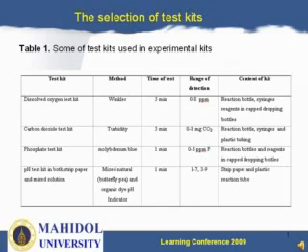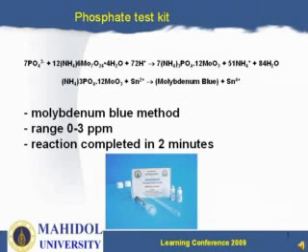This is some example of the kits, such as dissolved oxygen test kit. We use Winkler methods for making the reaction. The kit that I would like to explain is phosphate test kit. For phosphate test kit, it has been developed by using molybdenum blue method, which can detect amount of phosphate in a range 0 to 5 ppm within 2 minutes.